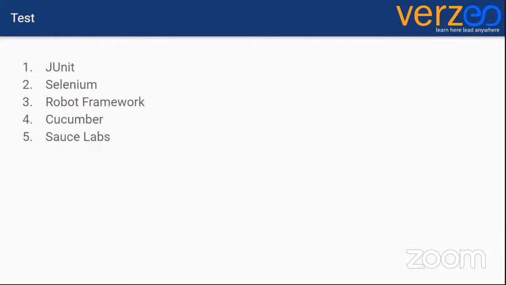Next thing is test. I told you, testing can be in different phases. Unit testing can be done, integration testing can be done, automation testing can be done, right? So there are different tools provided for that. JUnit is for your Java unit testing. We have Selenium, a web-based testing tool, which can be automated through programs. Robot Framework is also an automation tool, and we also have enterprise things called Cucumber and Sauce Labs.